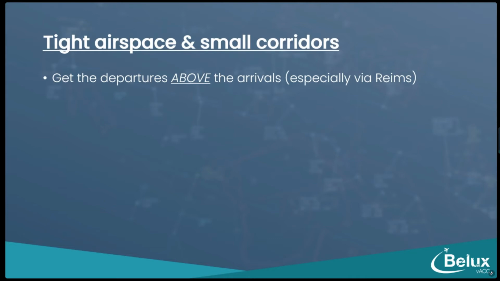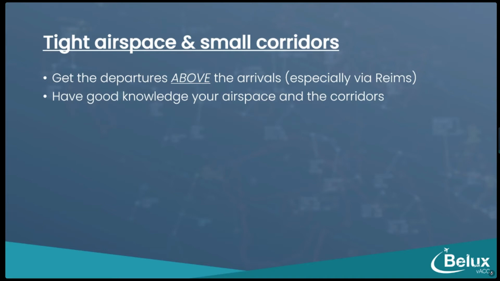And also because when you're looking at REMS, you have the inbound flow from Zurich there as well. You have some outbound flows as well. So you really don't have much space over there to maneuver aircraft around. So the best idea is just get your departures above your arrivals, and then they can climb freely, and both flows don't interfere with each other.